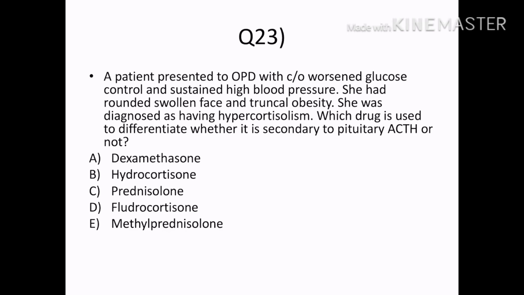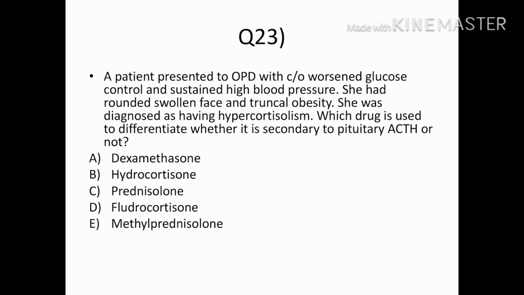Question number 23. Patient presented to OPD with complaint of worsened glucose control and sustained high blood pressure. She had rounded swollen face and truncal obesity. She was diagnosed as having hypercortisolism. Which drug is used to differentiate whether it is secondary to pituitary ACTH or not? A. Dexamethasone, B. Hydrocortisone, C. Prednisolone, D. Fludrocortisone, E. Methylprednisolone. So with this question, we finish the thyroid gland and start with adrenal gland and hypothalamic pituitary and adrenal axis.